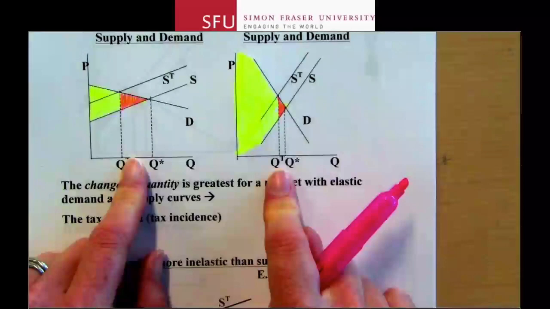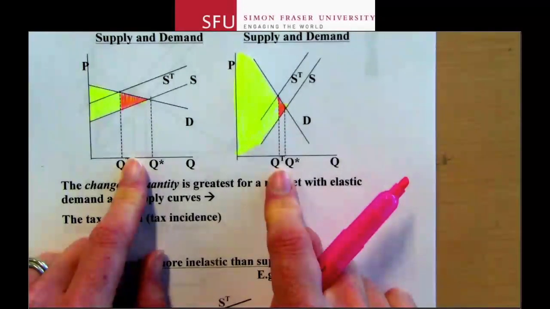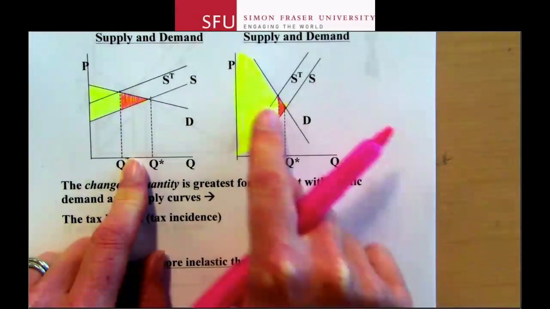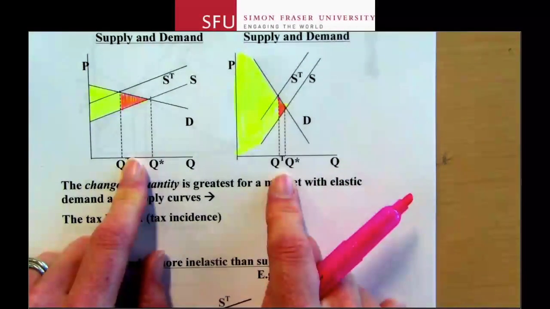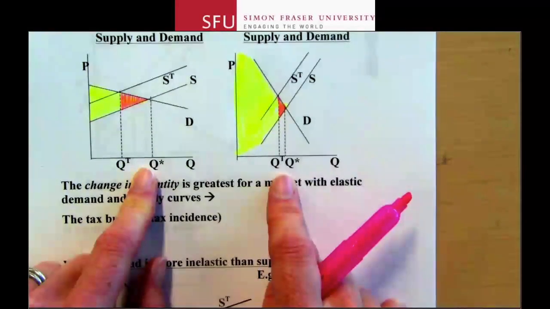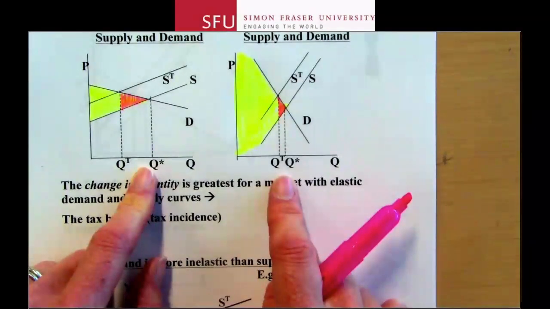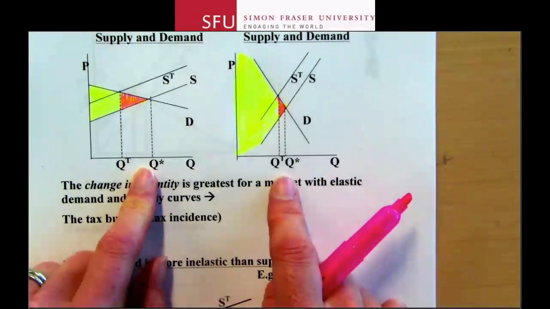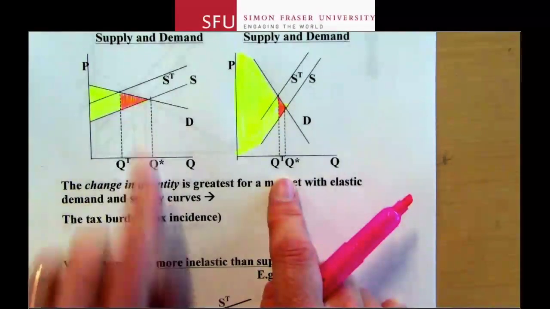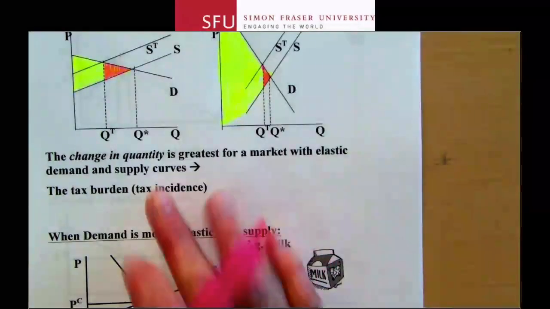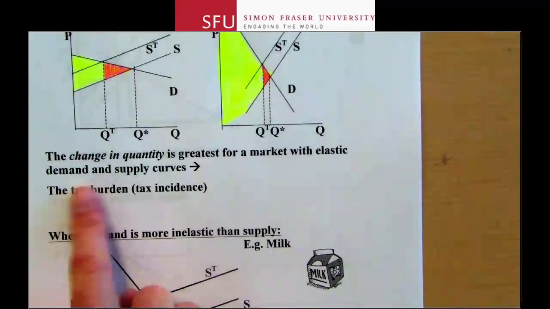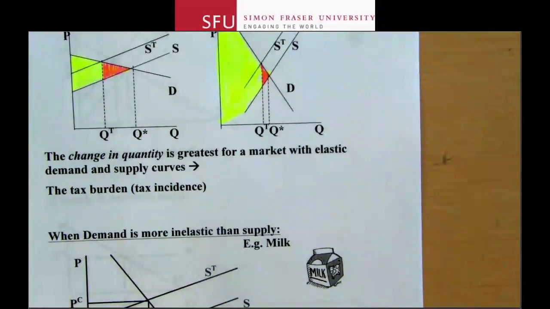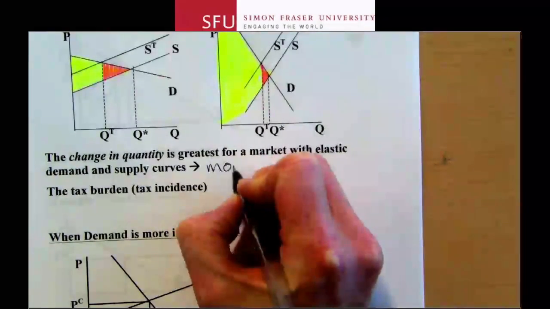As a result, in this diagram, the quantity change is small. The price goes up, but because the demand is inelastic, the quantity does not decrease very much. So therefore, you don't have very much deadweight loss. Whereas here, the consumers are more price sensitive. So as soon as the price goes up, people buy a lot less. And so as a result, you get a lot more deadweight loss. Okay, so the change in quantity is greatest for a market with elastic demand and supply curves. So then you get more deadweight loss.